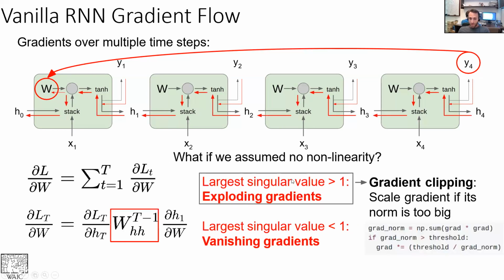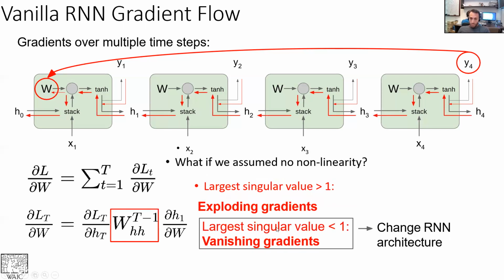For exploding gradients, there is a simple heuristic solution. It basically means just to scale the gradient if its norm is too big. This is called gradient clipping, and it's used in practice and it's easy to implement. But what about the vanishing gradient? For vanishing gradients, we have no such simple heuristic. And therefore, we can think about different solutions, but in this case, let's look at the solution that changes the vanilla RNN architecture.